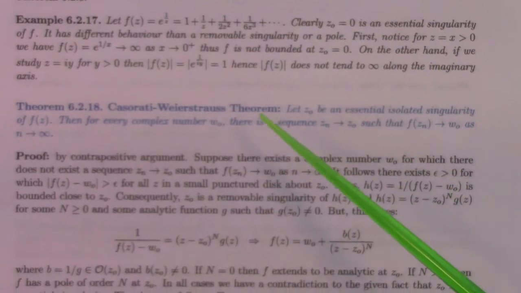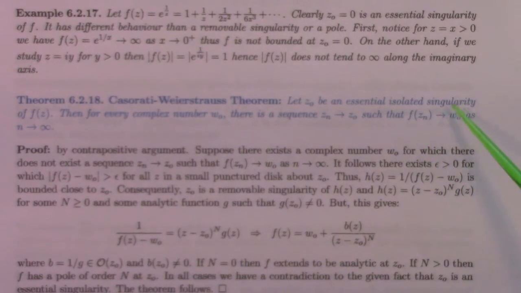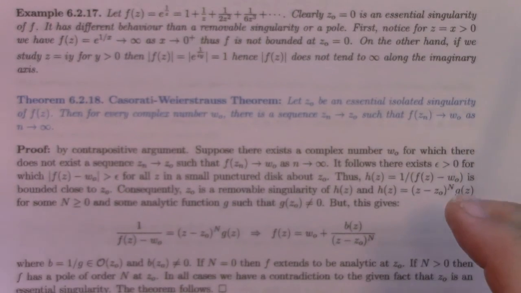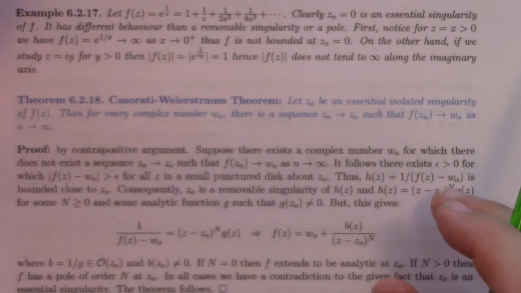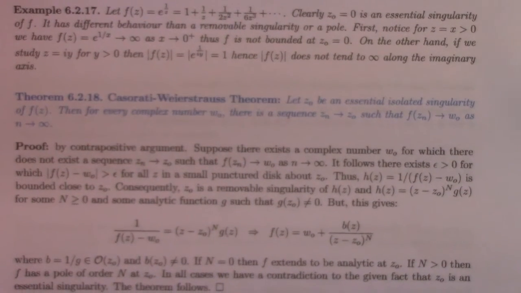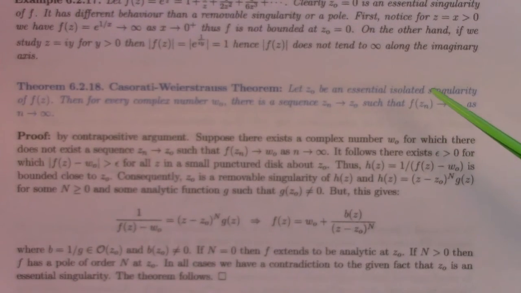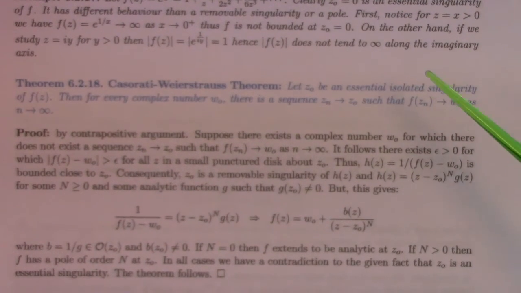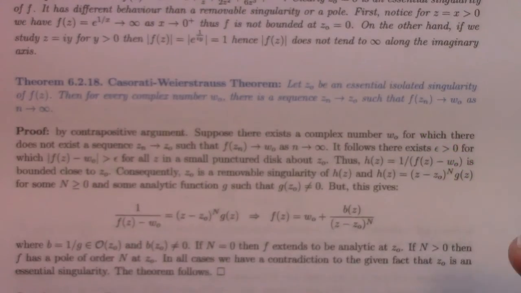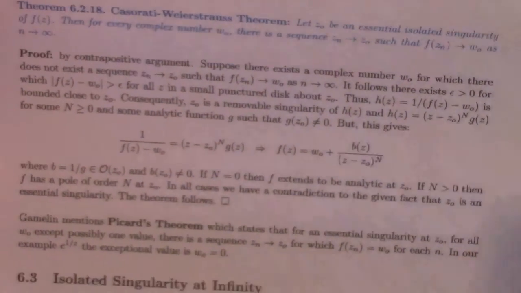And that, of course, is tied to the Casorati-Weierstrass theorem that says that if z naught is an essential singularity of f of z, then for every complex number w naught, there is a sequence zn going to z naught such that f of zn goes to w naught as n goes to infinity. In other words, essential singularities are really weird. Every single value in the complex plane is approached by f close to an essential singularity. And so here's the proof.